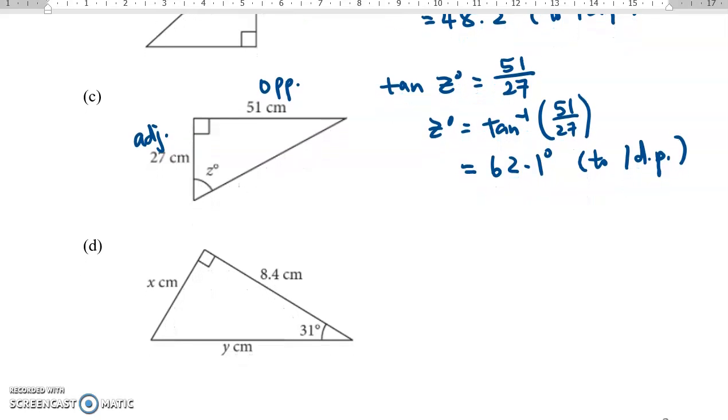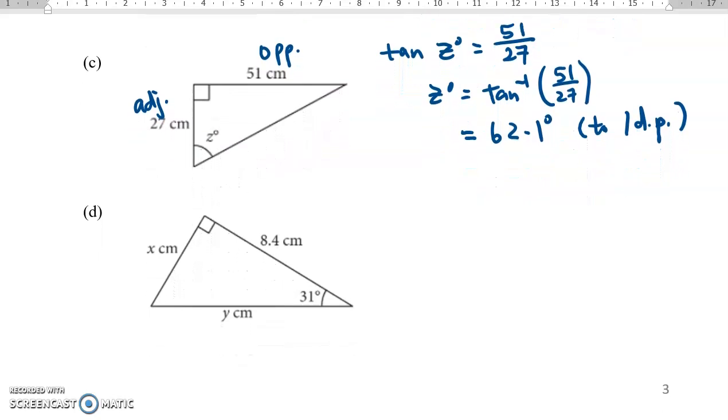For question D, it's a little bit more complicated. There are more than one unknown. Okay, so we will have to make use of what we have first. I'll label the hypotenuse. Okay, so if 31 degree is the reference angle, 8.4 cm would then be the adjacent, and x cm would then be the opposite. Now let's do this step by step.